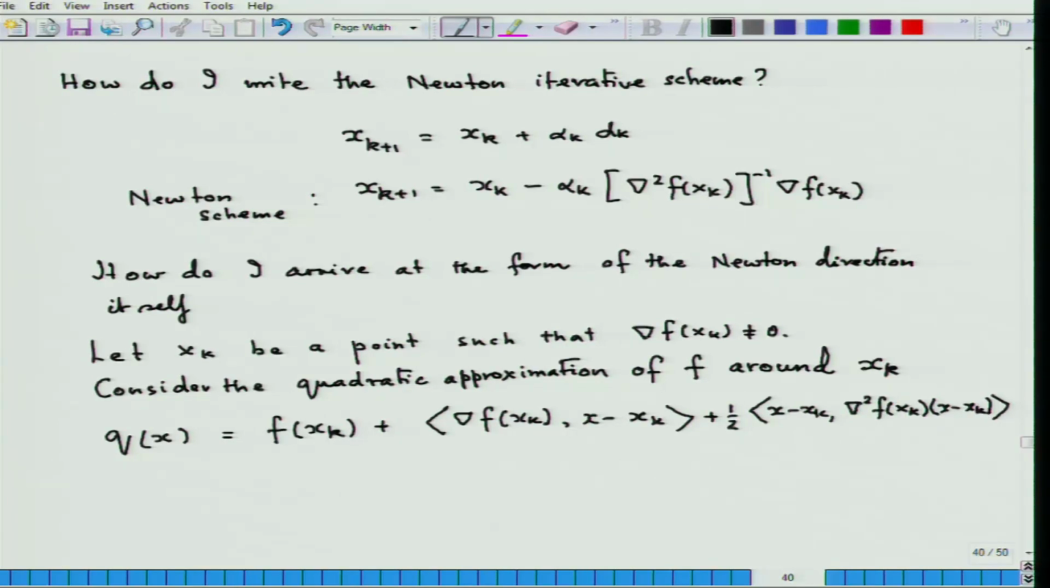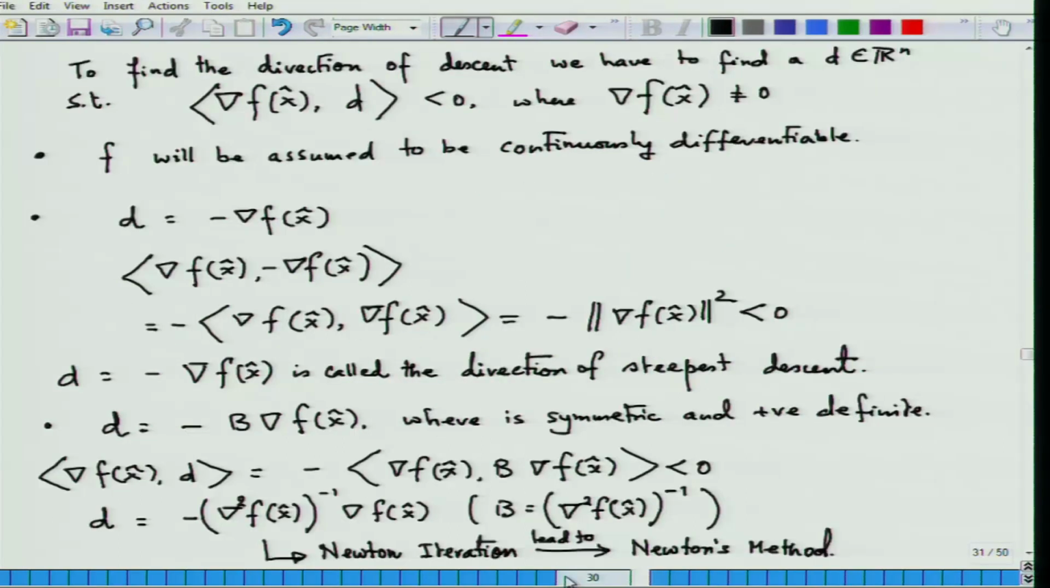Now, suppose I try to minimize this function. So, instead of minimizing the original function, I try to minimize its quadratic approximation around xk. So, what sort of a function is this in terms of x? In terms of x, this is a strongly convex function. We have done a bit possibly about strong convexity.